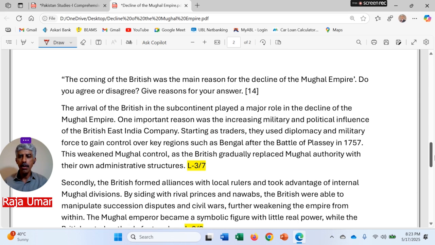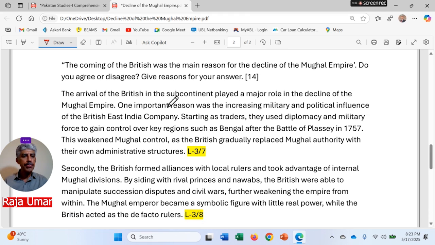So now, a 14 marks question. The arrival of the British was the main reason for the decline of the Mughal Empire.